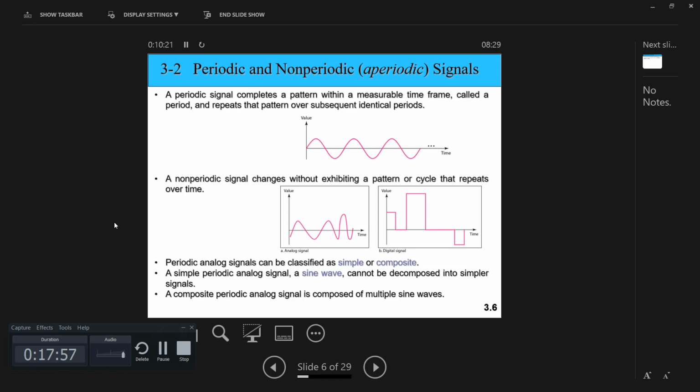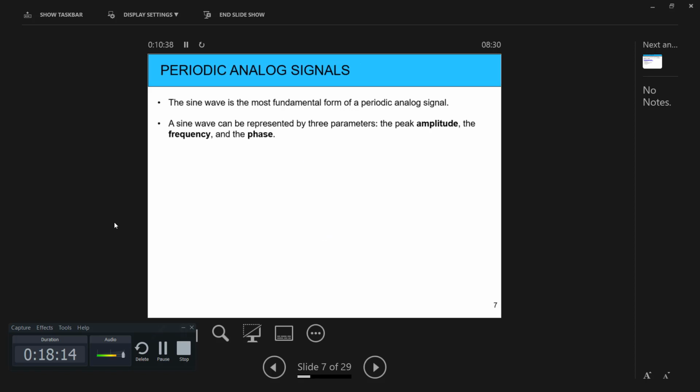Anyone know why? Usually we don't prefer to send one signal like this. We prefer to send a composite signal. Anyone can guess why? Cost of what?